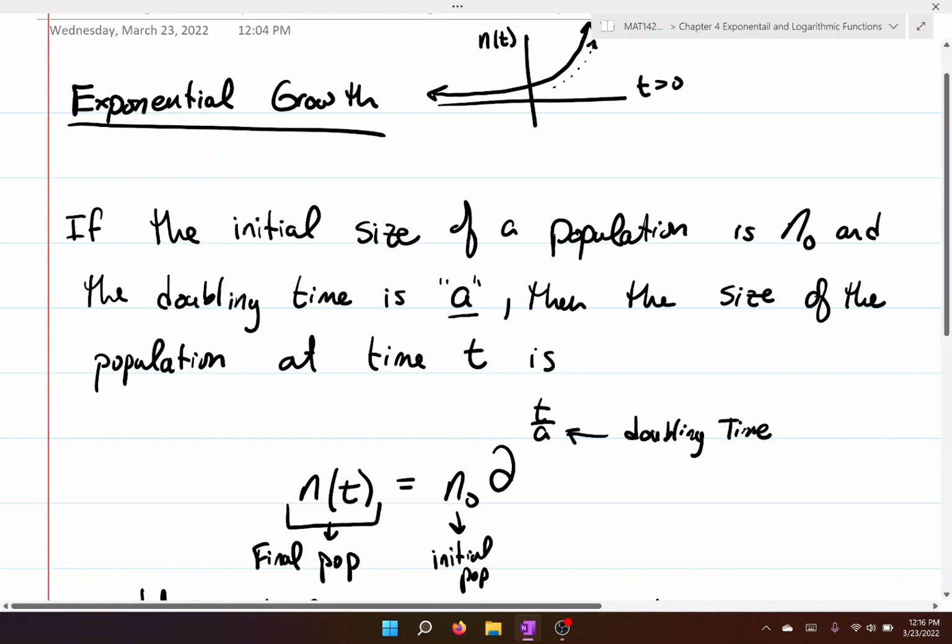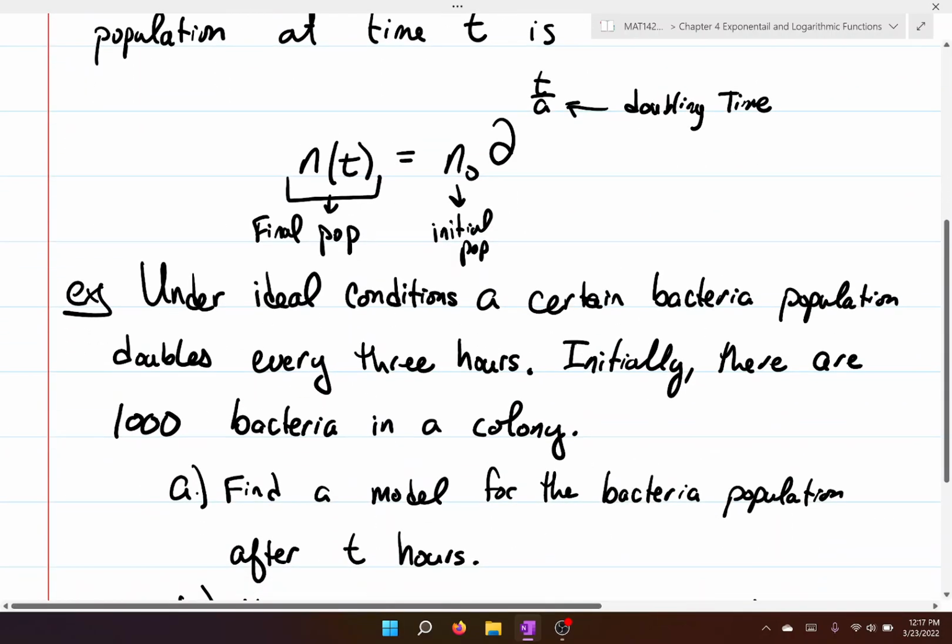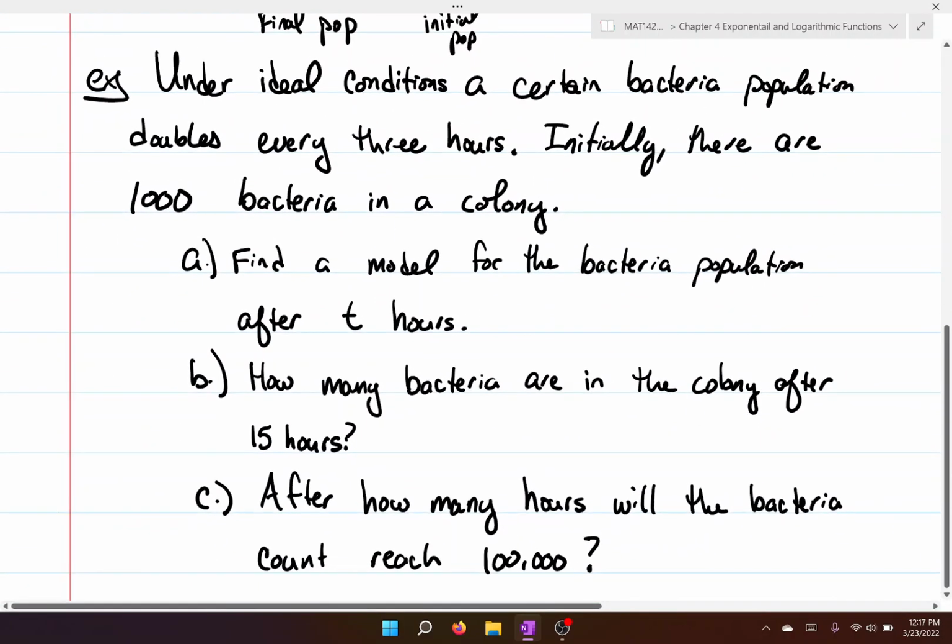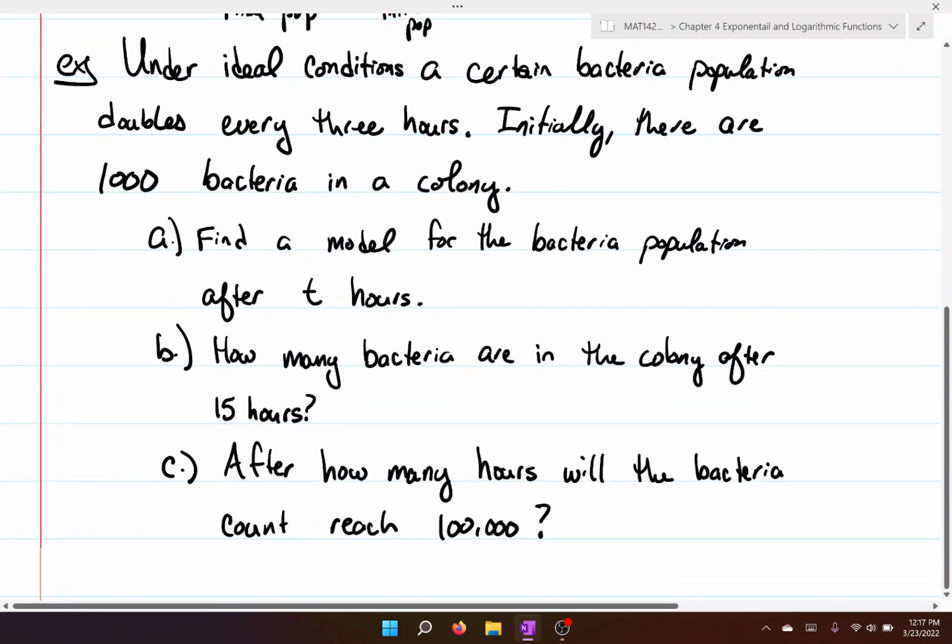All right? So basically, this is going to be more or less just substituting into the model. The only interesting thing is we're going to be able to answer questions that we never answered before, like how many hours will the population be, or how long will it take for the population to be this large or this small or something like that. So here's an example right here. And I'm going to read it real quick.